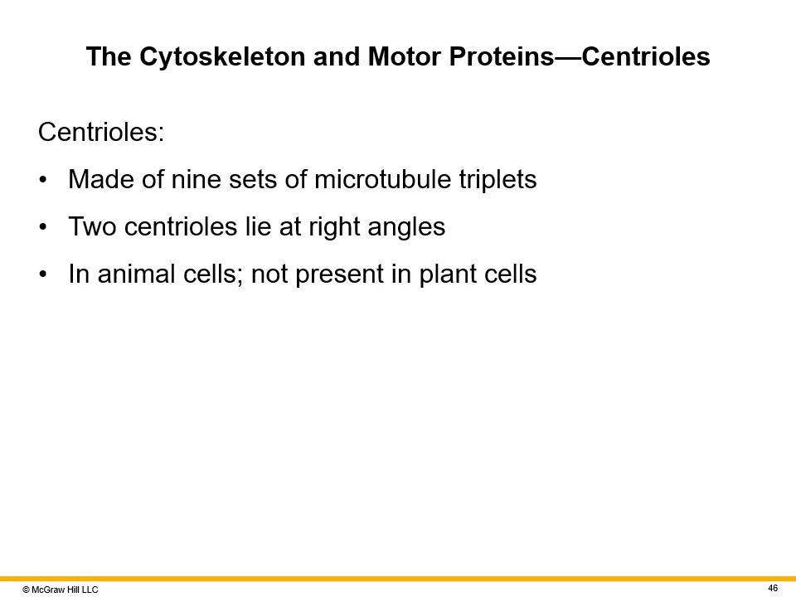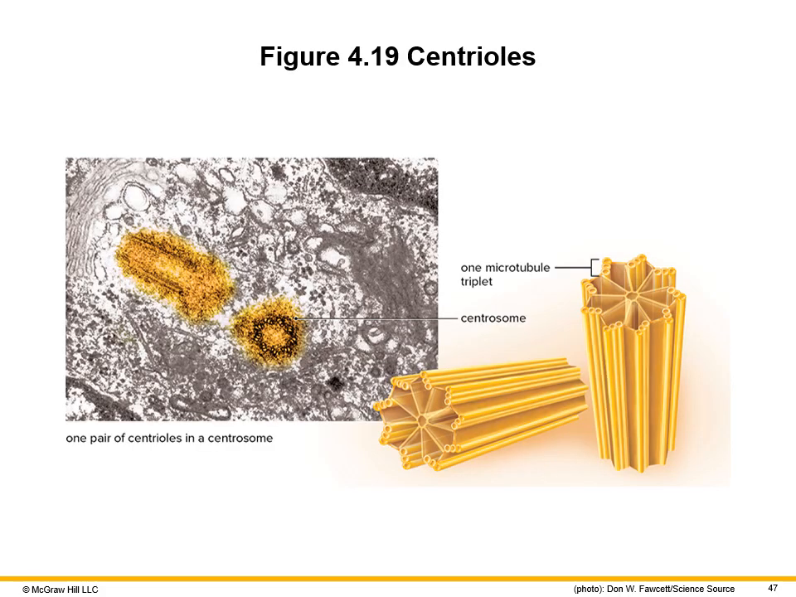Okay, so we move on to what centrioles are. Centrioles are going to be located inside of centrosomes, and the centrioles are made up of 9 sets of microtubule triplets. So 2 centrioles lie at right angles, and centrioles are only located in animal cells and not in plant cells. And this has to do with the differences in cell division. So the centrioles right here are important in cell division. They are made up of triplets of microtubules arranged in this specific pattern.